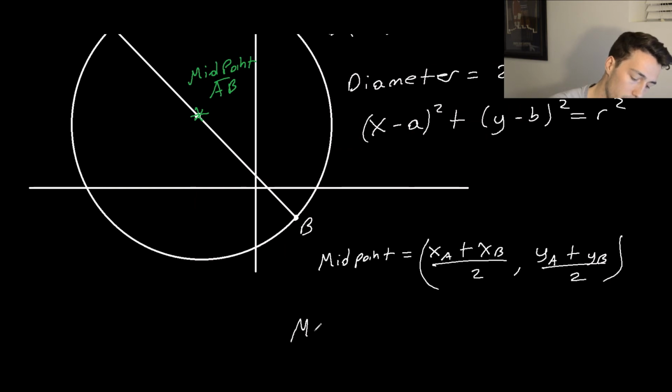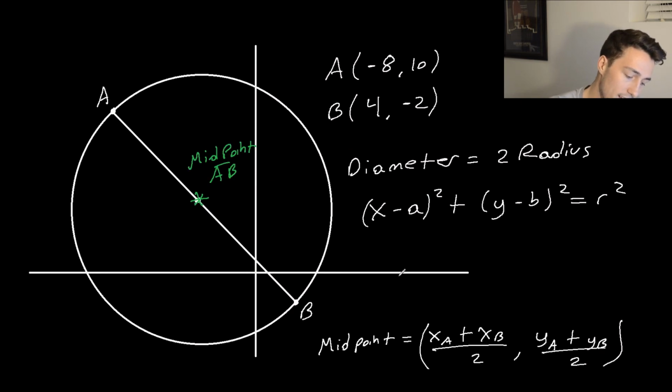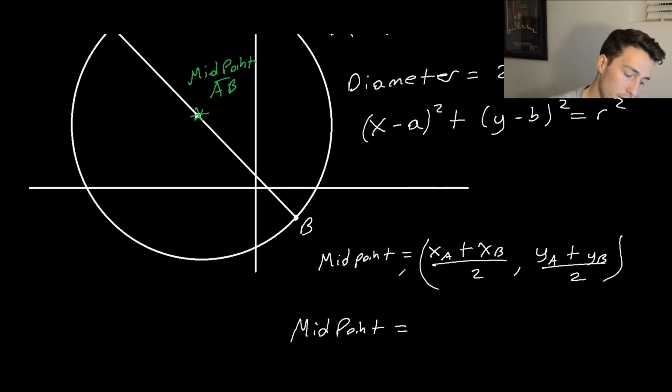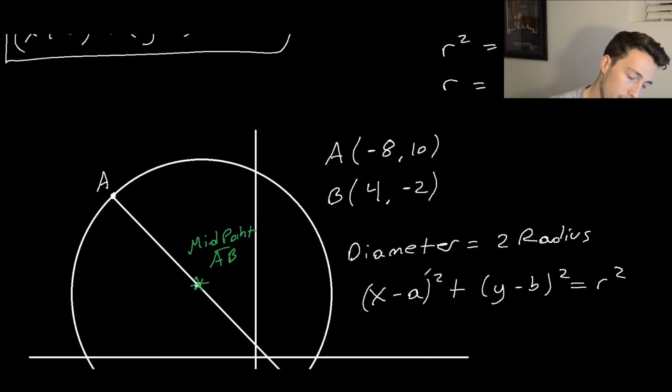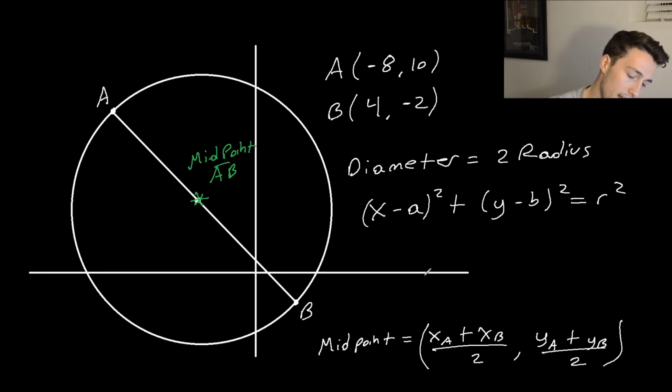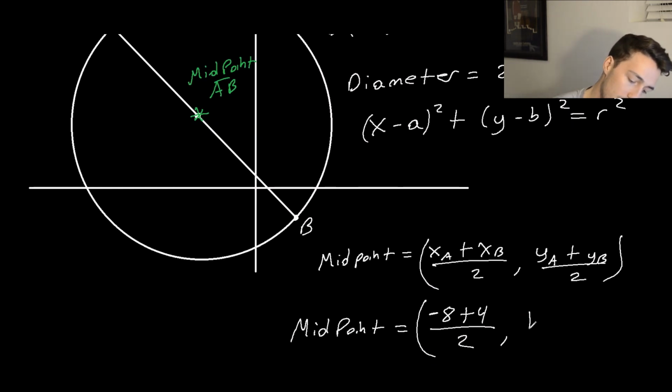So here, the midpoint is going to equal, if we look up at our XA, that's negative 8, and our point B has an x value of 4. So negative 8 plus 4, divided by 2, comma, and then we're going to have YA, so that's 10, and YB is negative 2. So YA is 10 plus negative 2, and that's going to be divided by 2.